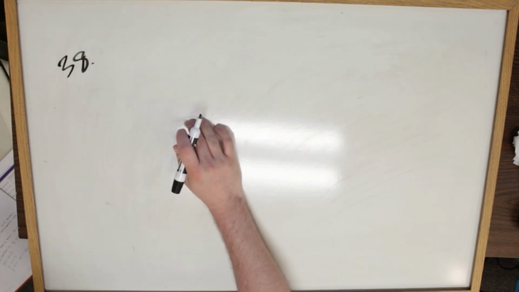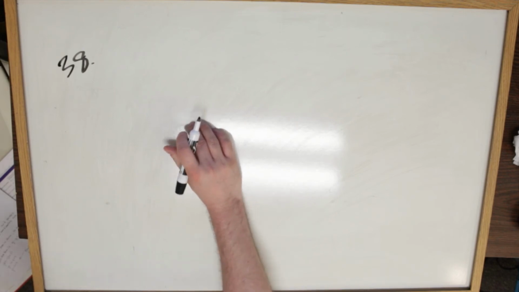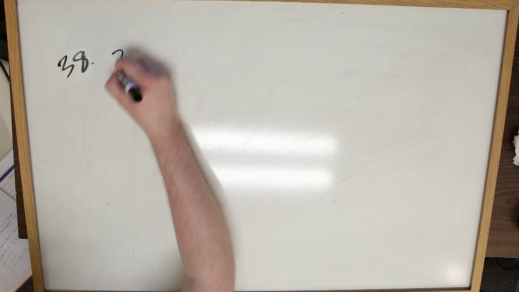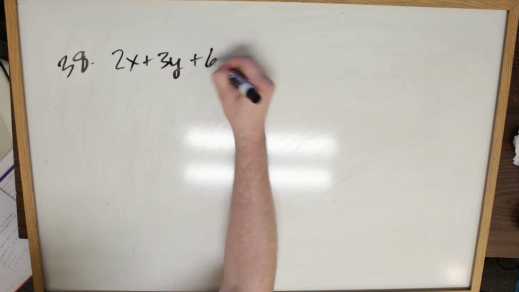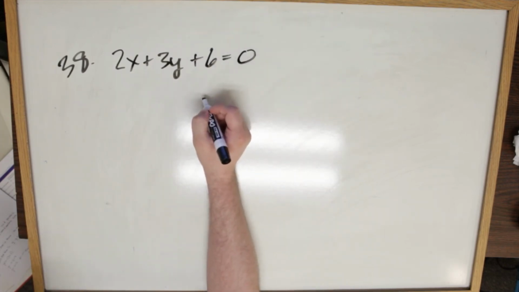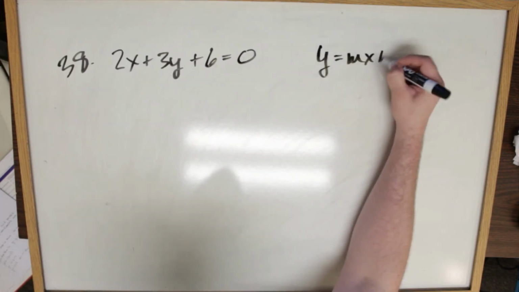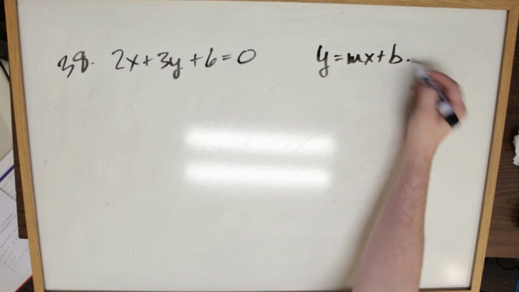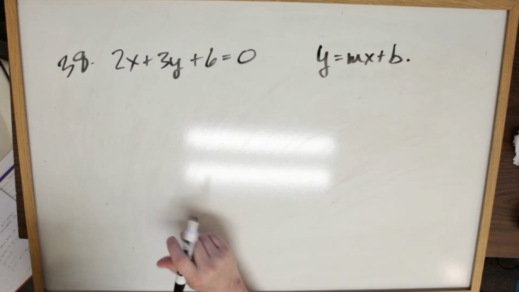38 is asking us to graph each equation by first writing the equation in slope-intercept form. So we're given 2x plus 3y plus 6 is equal to 0. So we need to convert this into slope-intercept form. So remember, slope-intercept form is y is equal to mx plus b. Okay? And when we get done, then we'll go ahead and plot it so you can see what that would look like. Again, you get to see my awesome drawing skills.